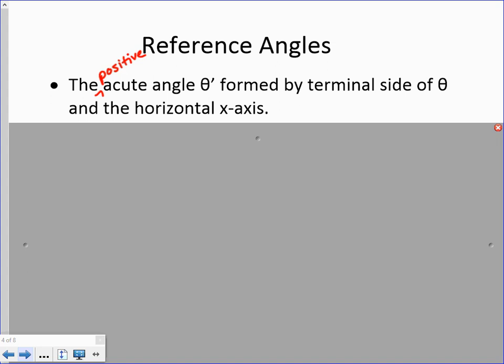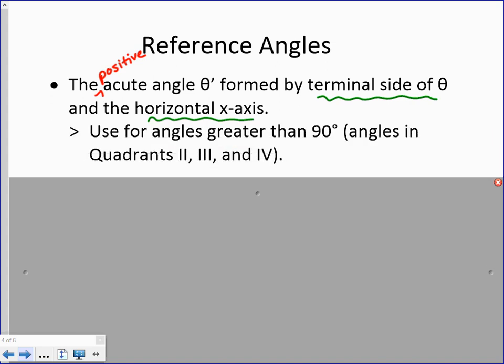So remember when we learned standard position on day one, I said it's really important you know where the terminal side is. The terminal side of your angle and the horizontal x-axis. Now, for the horizontal x-axis, it could be the positive x-axis or it could be the negative x-axis. It's going to depend on whichever part of that x-axis gives you an acute angle. So you want to go back to that piece that makes it acute. You use reference angles generally for angles that are greater than 90. So those are going to be the angles that appear in quadrants 2, 3, and 4.